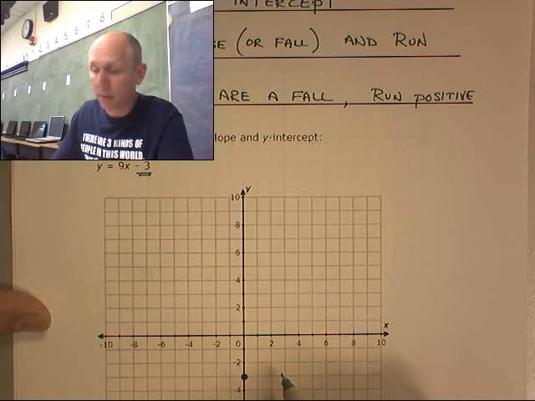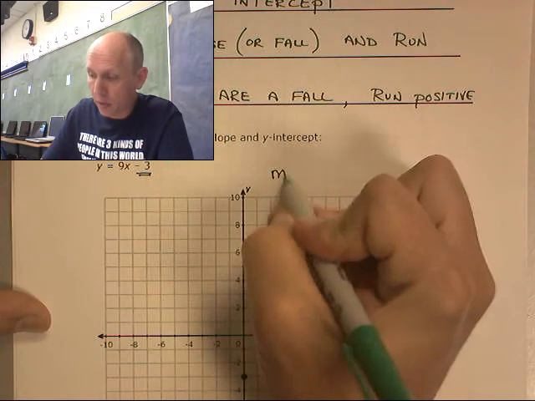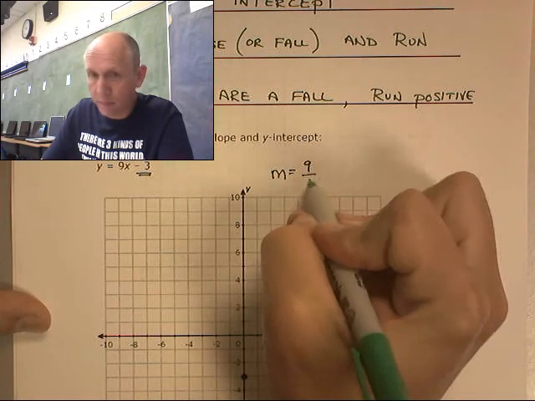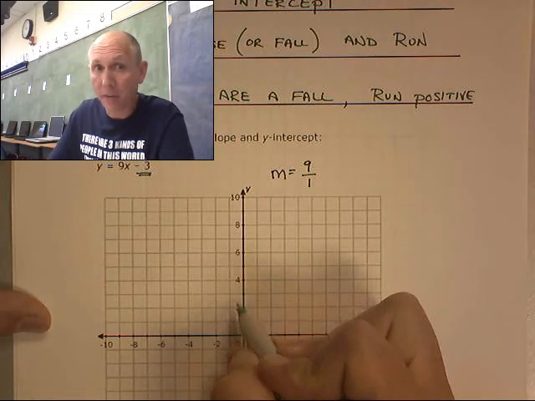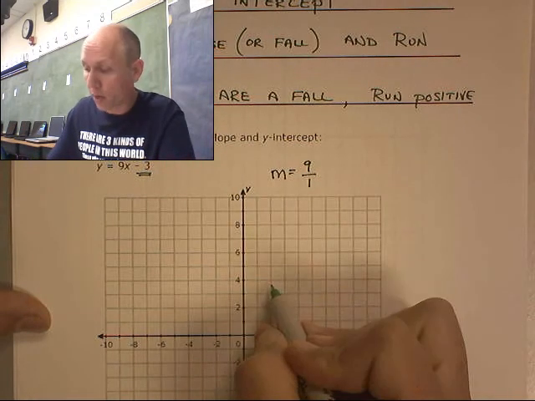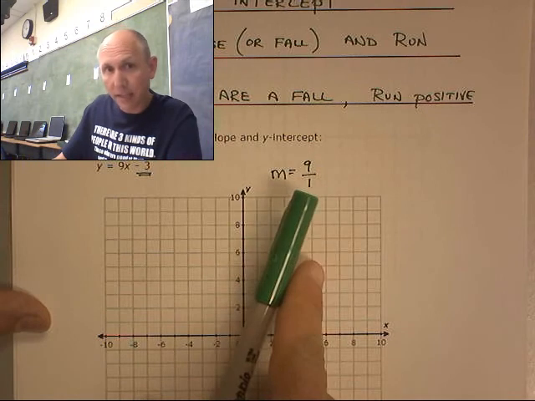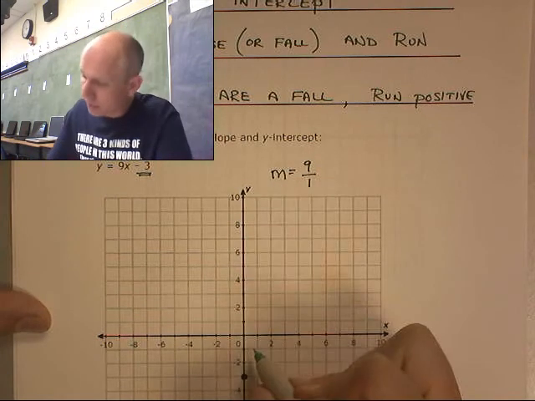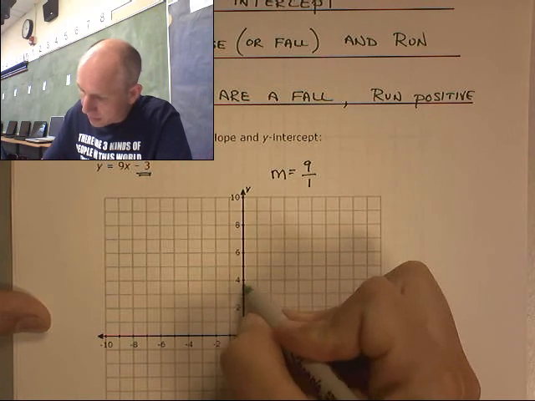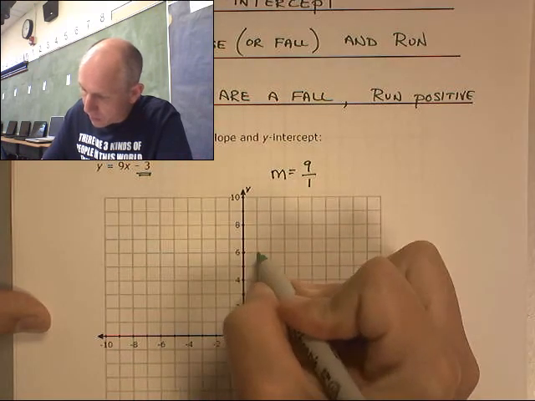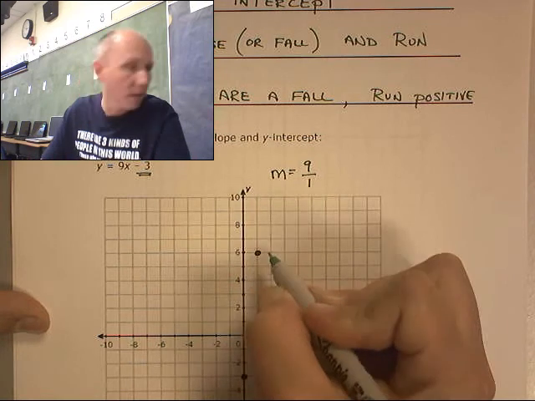Now what is my slope? My slope is 9 over 1. I need to go up 9. It's a positive, right? So let's go up 9 and over 1, and that's going to give me a line that's positive. Up 9 over 1. 1, 2, 3, 4, 5, 6, 7, 8, 9 over 1. There we go.